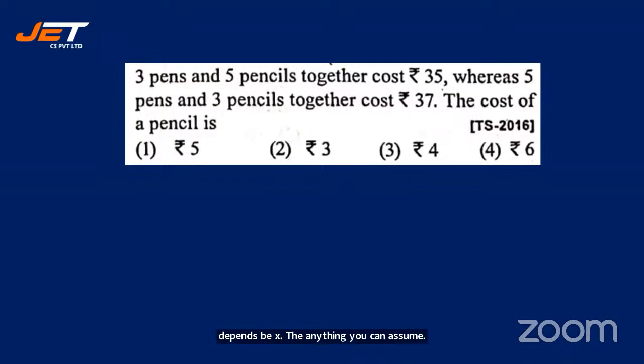So with that, can you find out 3 pens and 5 pencils means 3X plus 5Y, that is equal to 35. Whereas 5 pens, that is 5X, plus 3Y. No, he says 5 pens, isn't it? Okay. And 3 pencils together cost 37. Now find out the cost of the pencil. That is, you have to find out the value of Y.